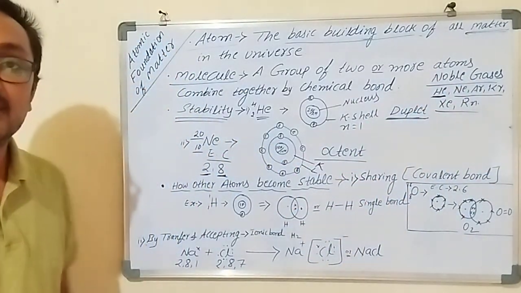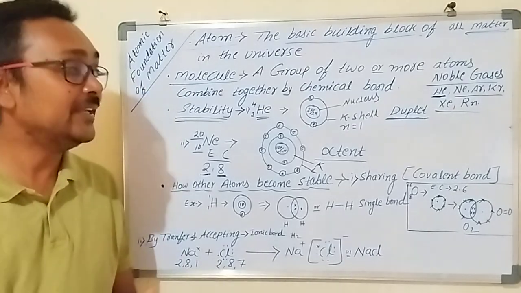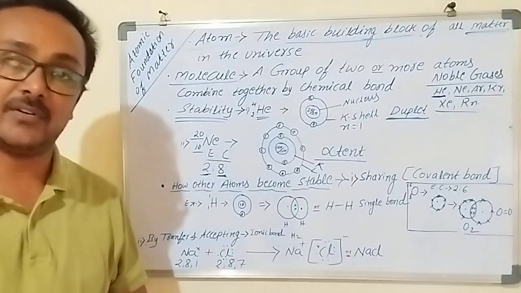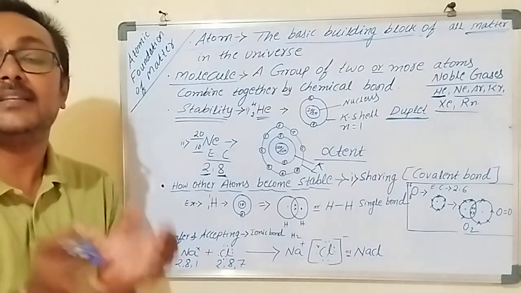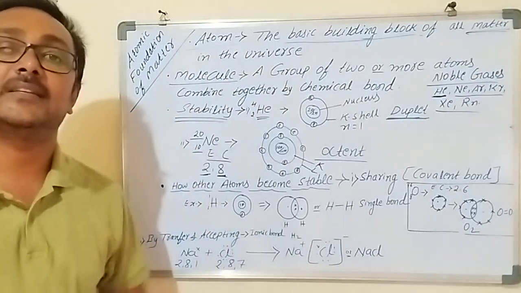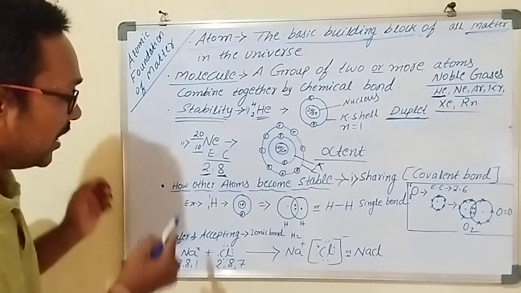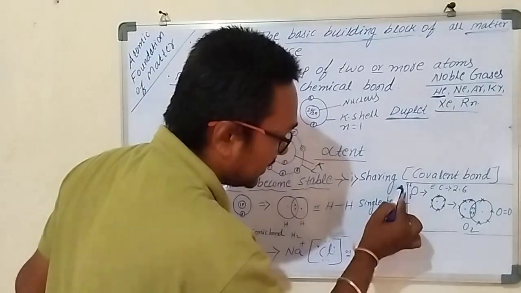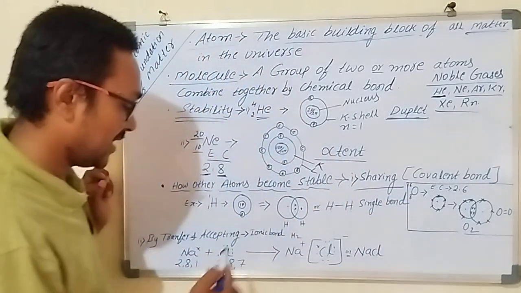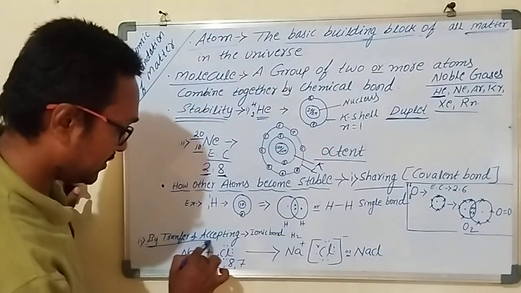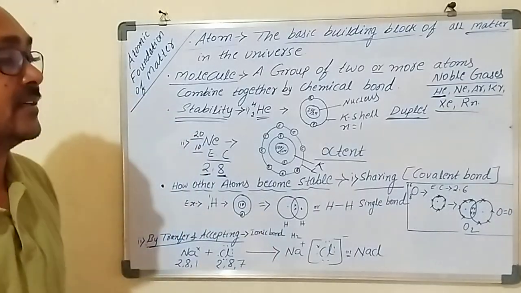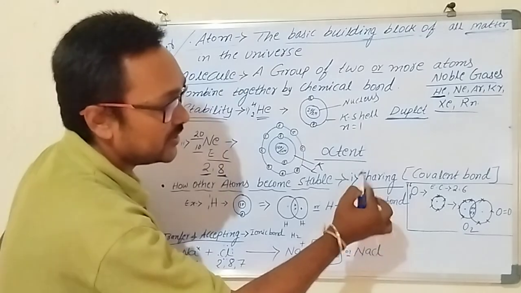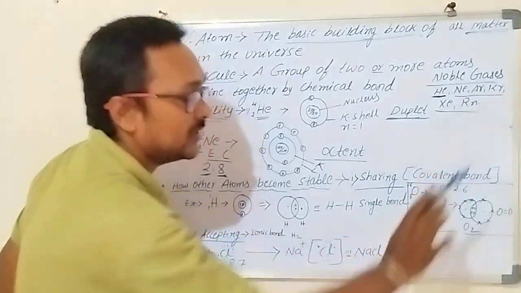stable. Then what about the remaining elements? How can they achieve this noble gas configuration? Means in the sense of octet, how can they form it? When they form an octet, then only they become stable, otherwise they do not become stable. So how do other atoms become stable? Two things here. One is sharing and another one is by transfer or accepting the electrons, stability can be gained. Sharing, when they share the electrons, it forms the covalent bond.